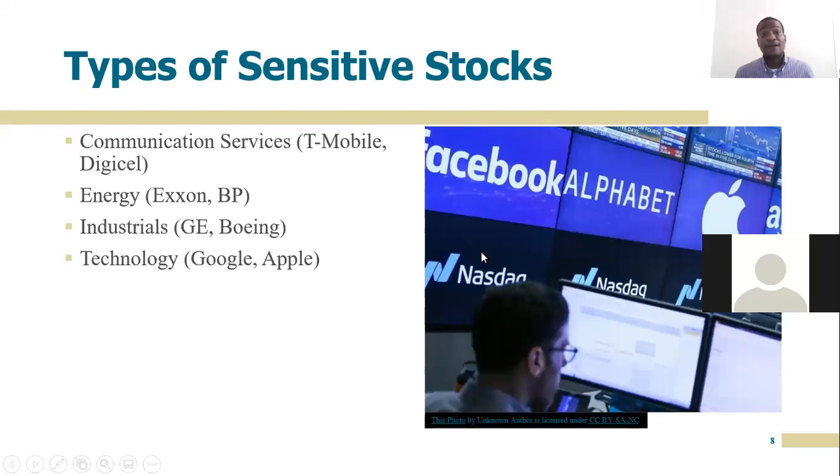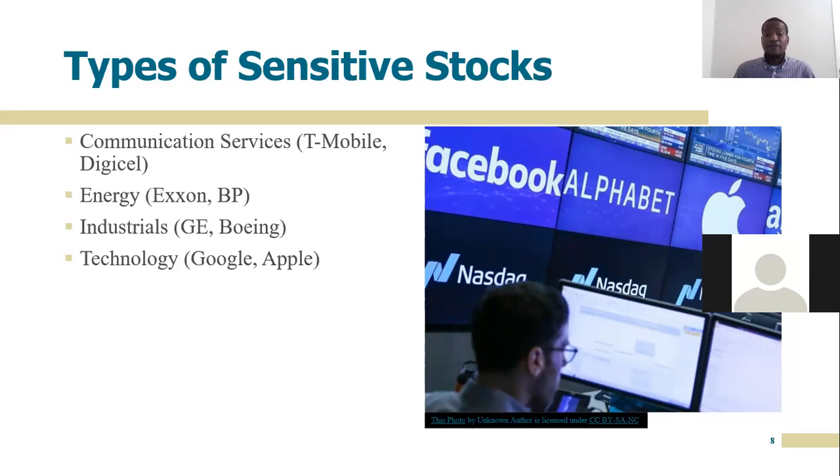Now, what are the types of stocks that are sensitive stocks? Well, you have communication services, right? Like T-Mobile, Digicel, right? You have energy, like Exxon, BP, industrials. I don't know why they call them industrials, but one day I'll look it up and tell you. But like Boeing and GE, right? Which we know they're not doing that great, right? But they're not doing as badly. They're not doing as great. Remember, I didn't say that these stocks would always be doing good or won't suffer any decreases. They're going to suffer decreases. It's just that because of their business model, it's kind of spread out a little more, right?